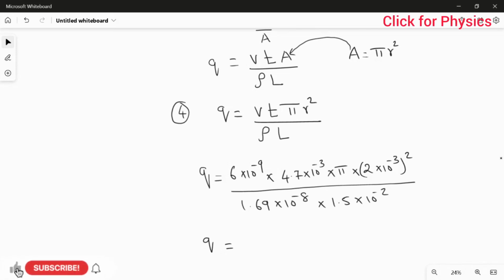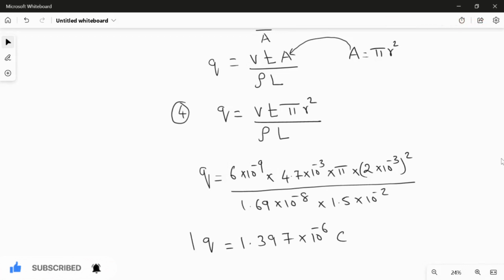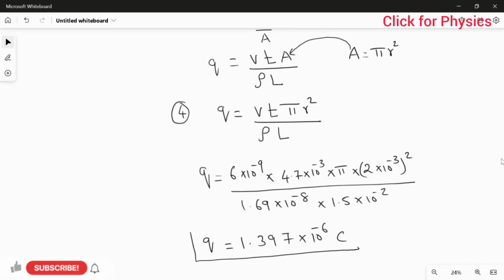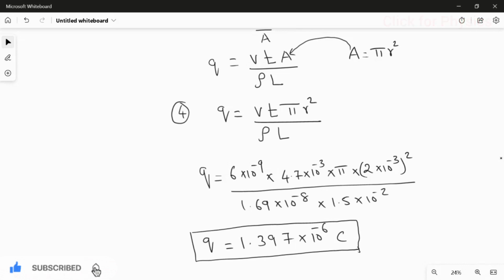So what's the final answer here? I got 1.397 multiplied 10 to the power of minus 6, and the unit for the charge is coulomb. So the final answer for this question, because we are going to find the answer for the charge, is 1.397 multiplied 10 to the power of minus 6 coulomb. So this is our final answer. That's it. Thank you.